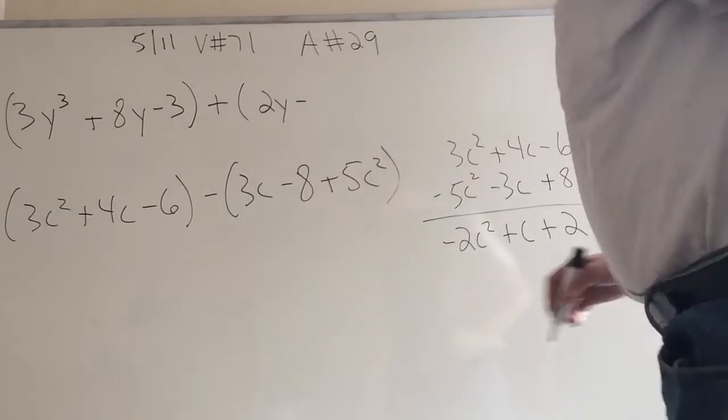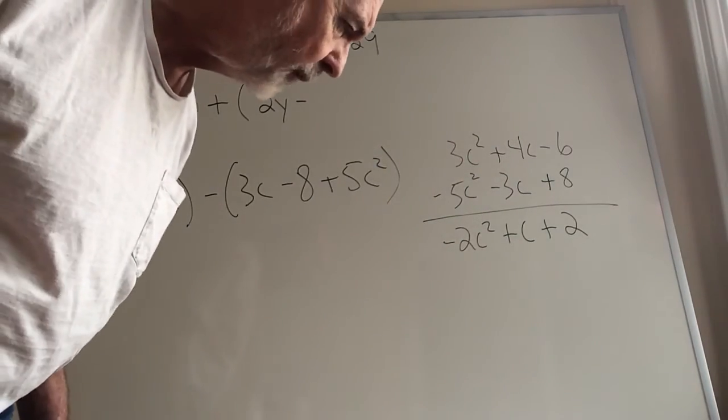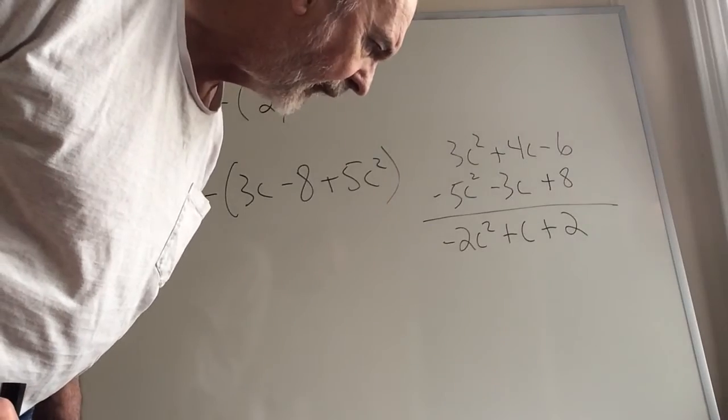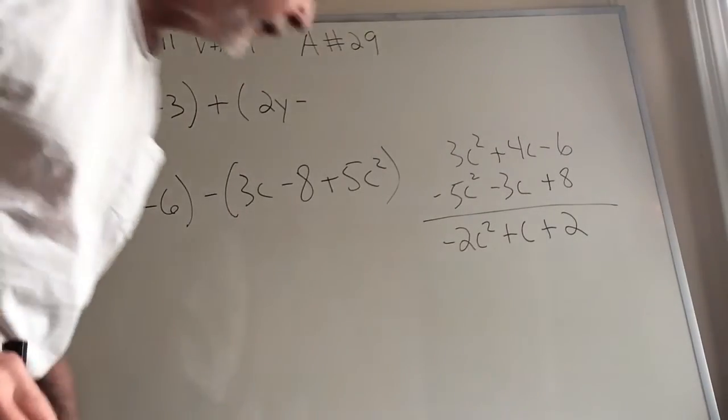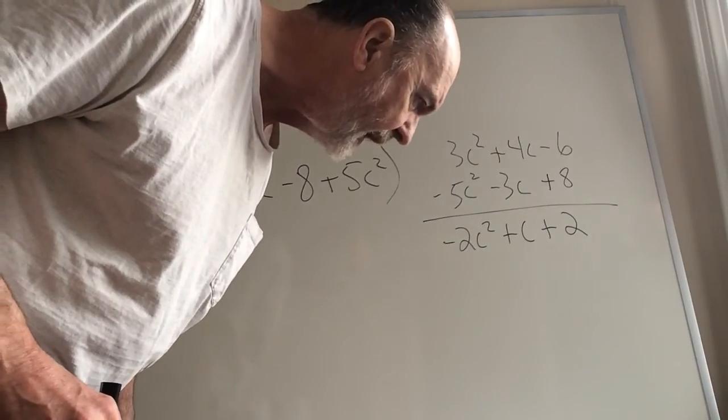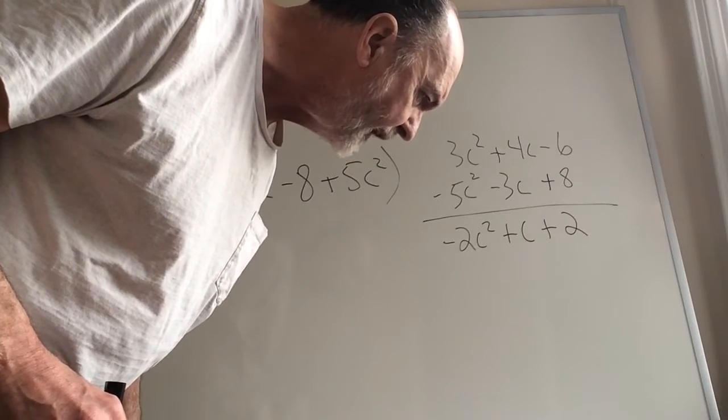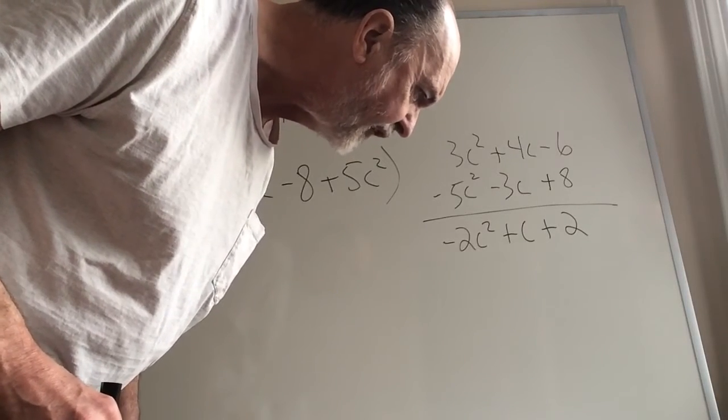Okay, very quickly, I'm going to do in my head number 28. That's the one I didn't do here. And number 28 is just putting h squares, h's together.